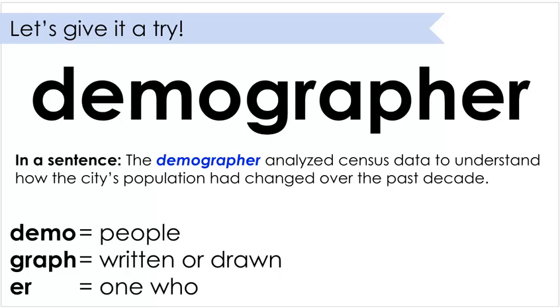In a sentence, we might say, the demographer analyzed census data to understand how the city's population had changed over the past decade. Now, let's do some silent blending. Let's just do a short one for this lesson, just the words we've learned today. Don't say the word until we get to the red letters. You will see them in a minute. Let's get started.